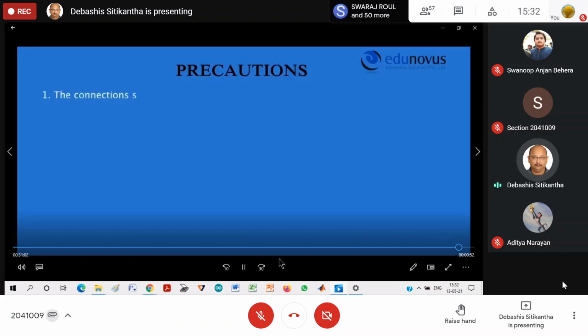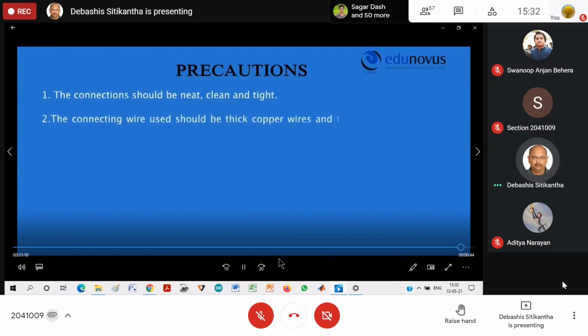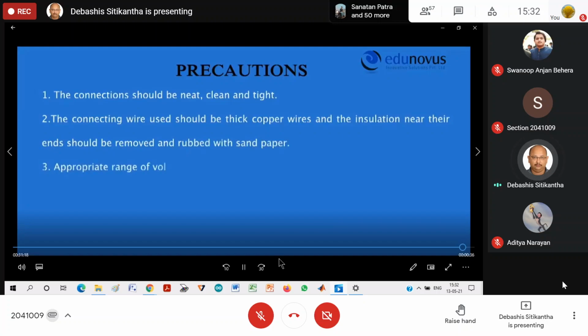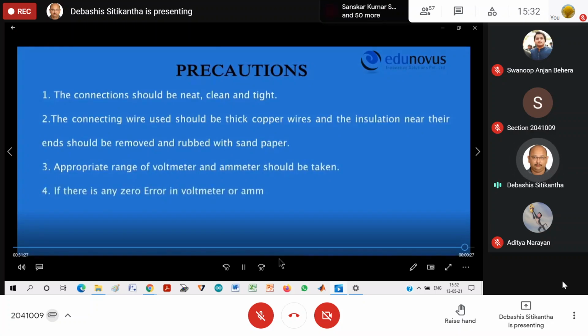The connections should be neat, clean and tight. The connecting wire used should be thick copper wires and the insulation near their ends should be removed and rubbed with sandpaper. Appropriate range of the voltmeter and ammeter should be taken. If there is any zero error in the voltmeter or the ammeter, it should be corrected with the help of a screwdriver.